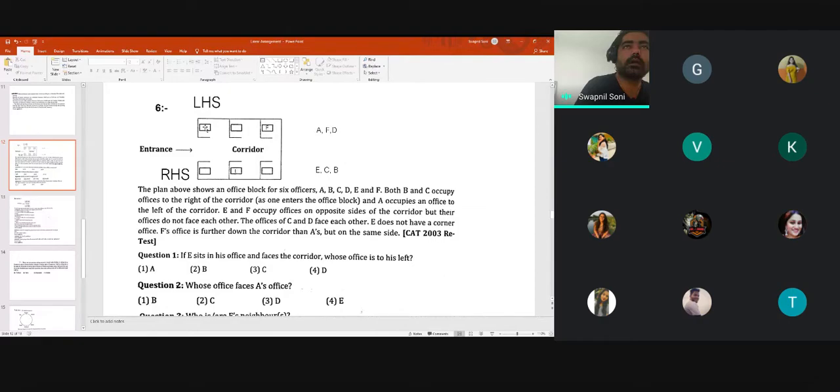But let's look at one more condition that they have given us. The offices of C and D face each other. So if the offices of C and D face each other, which means C will not be here because in front of it will be F, and here E is already sitting, so C has to be over here.